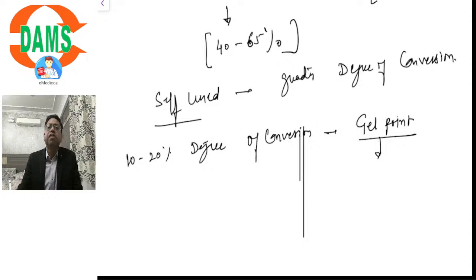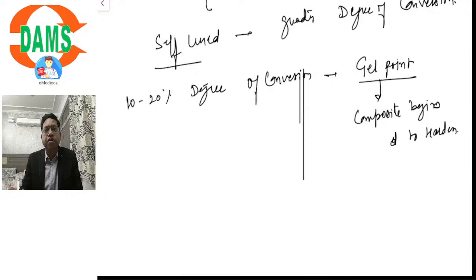Gel point means it is the stage in the polymerization of composite at which the composite begins to harden. Initially, it is quite soft and manipulable, and then it begins to harden. That is known as gel point. It occurs at 10 to 20% degree of conversion.